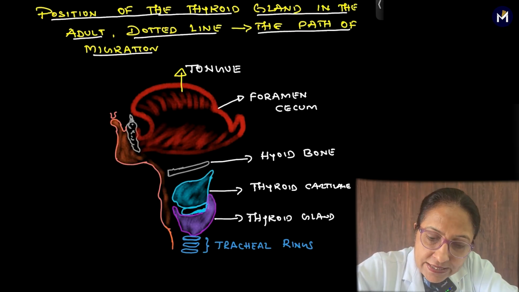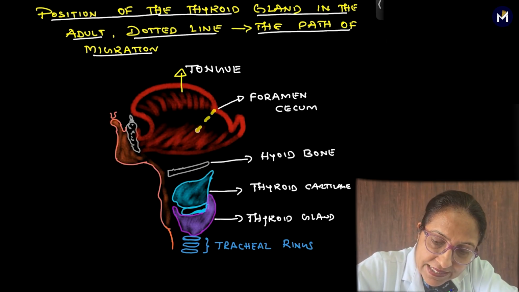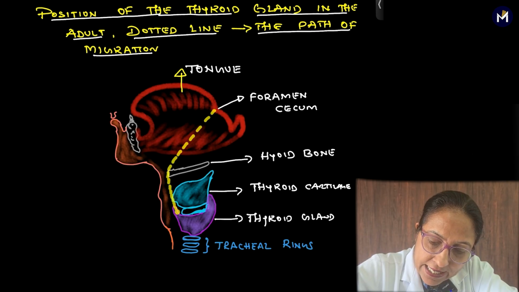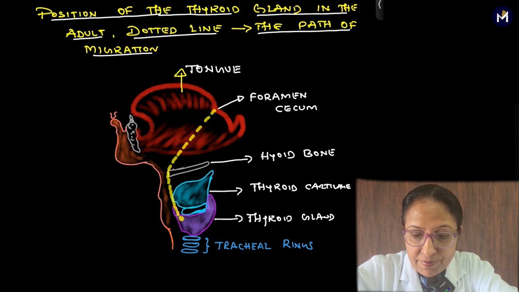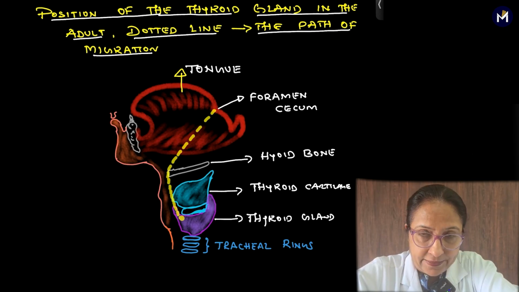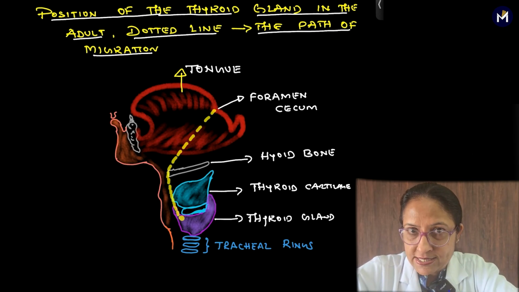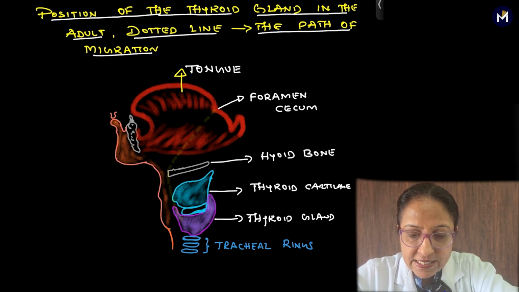This thyroglossal duct starts migrating from the tongue to the lower part of our neck, where the thyroid gland will eventually develop. Let us see what happens next. The thyroglossal duct begins at the level of foramen cecum, descends down in front of the hyoid bone, the thyroid cartilage, the cricoid, and ends here at the level of the development of the thyroid gland in the lower part of the neck. This thyroglossal duct has to disappear.